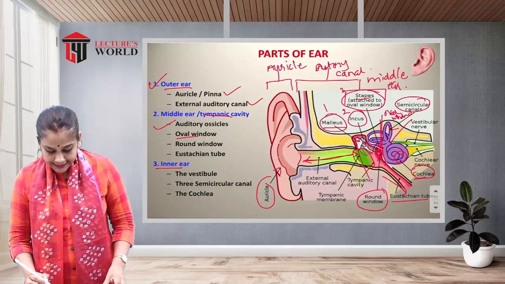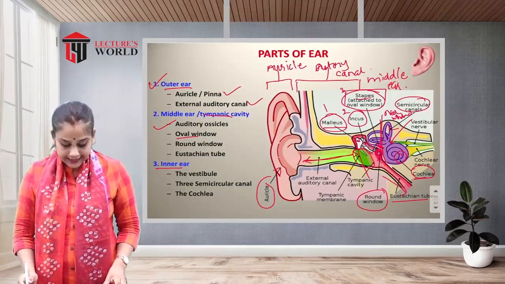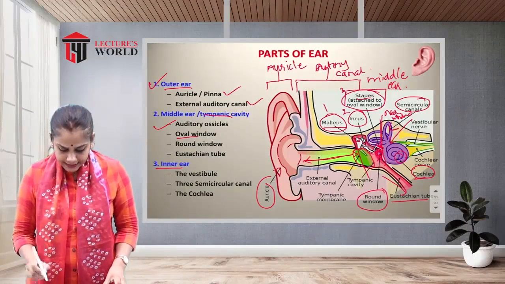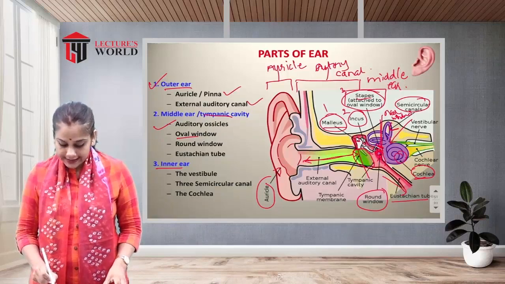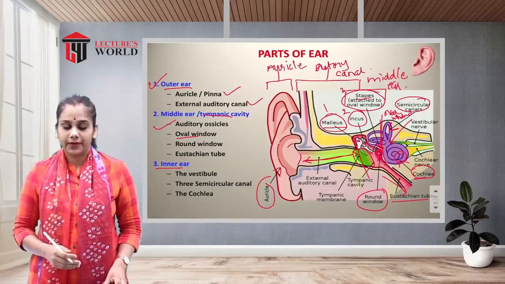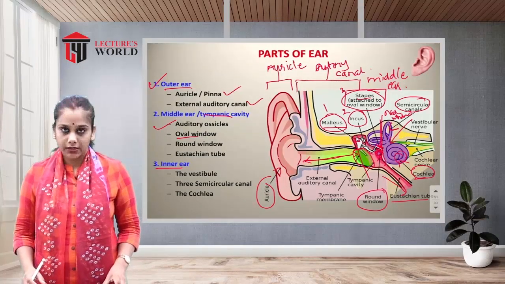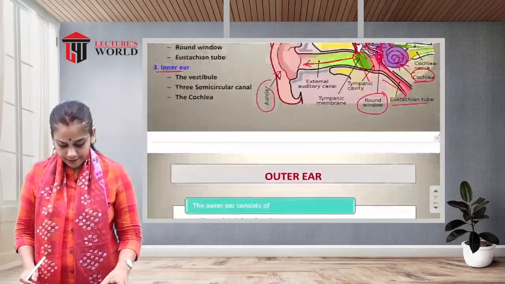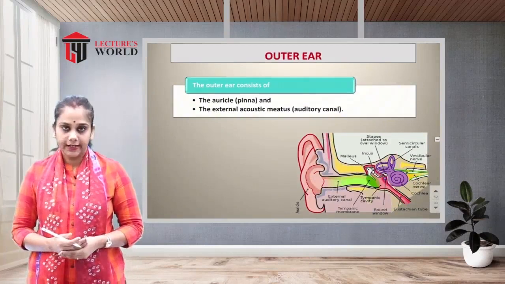See, this is the vestibule. Then the three semicircular canals. See, these are the semicircular canals. And the last one is the cochlea. See, this is the cochlea, that is in the snail shape. Now we will see in detail about these organs. So let us see about the outer ear.